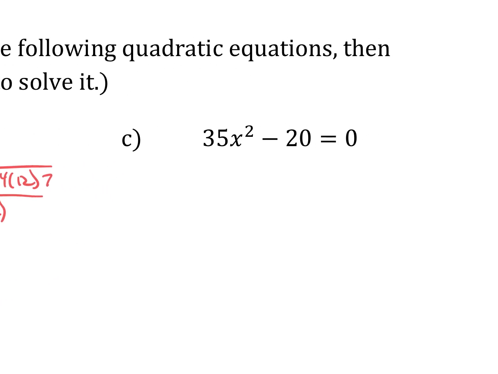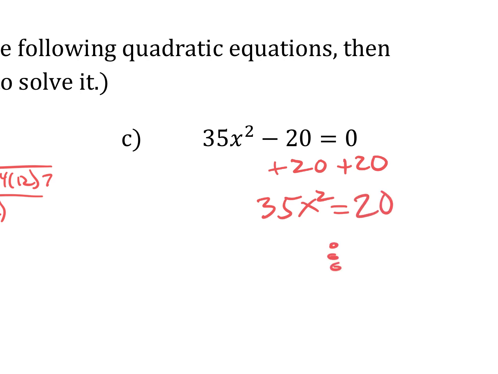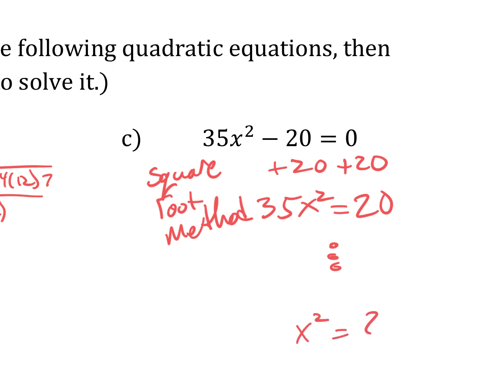And how about this one? Notice there's no x term. So this is a good one for adding 20 to both sides. And we get 35x squared equals 20, and so on and so forth. So the square root method is what you want to use. All right, and eventually at the end we'd end up with an x squared equals something, and we'd take the square root.